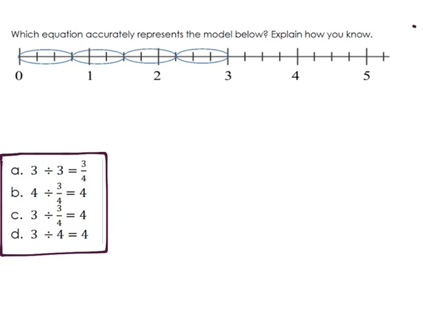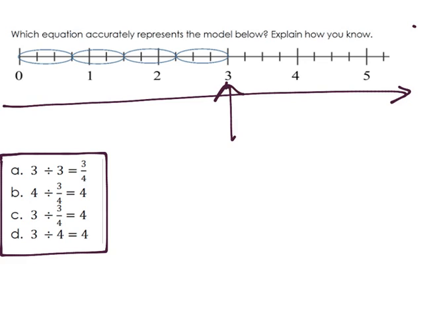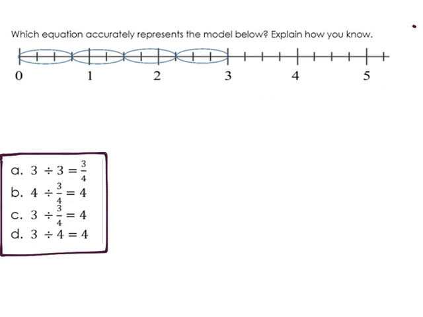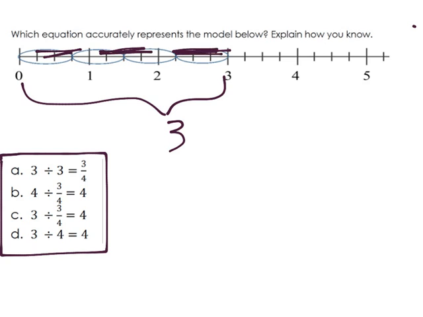I want to see what I am starting with. What is the range of numbers that I am dealing with? I see that the whole number line goes all the way to 5, but I see that we are only working with 0 to 3. So I think to myself, okay, what is the whole thing that we're working with? It is 3. I see 1, 2, 3 intervals here.